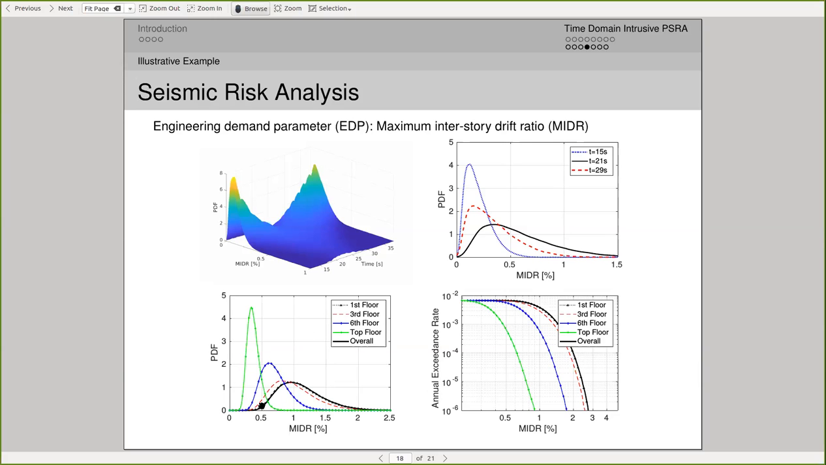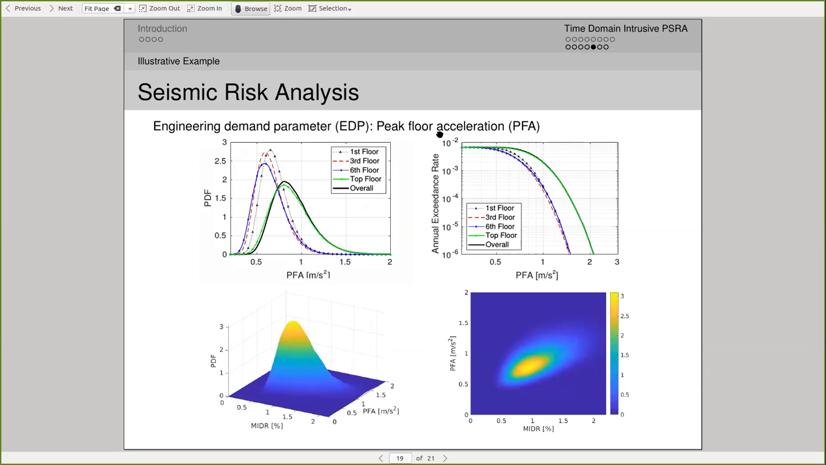And then by combining this probabilistic structure response with the seismic scenario rate information, we can get the annual exceedance rate of the engineering demand parameter. And this is our EDP hazard. And this can be directly used for seismic risk.